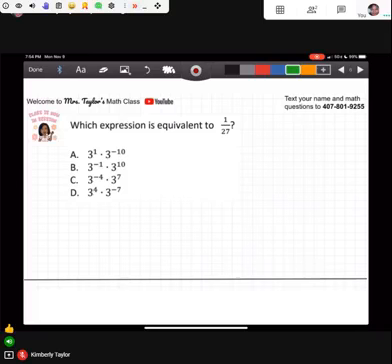So let's start with A. With answer choice A, you have 3 to the first power times 3 to the negative 10. So the rule is if you're multiplying two numbers with the same base, and the base is 3, you need to add their exponents. So I'm going to say 3, and then this will be 1 plus negative 10. So I can just write it like this. And so that's going to get me 3 to the negative 9.